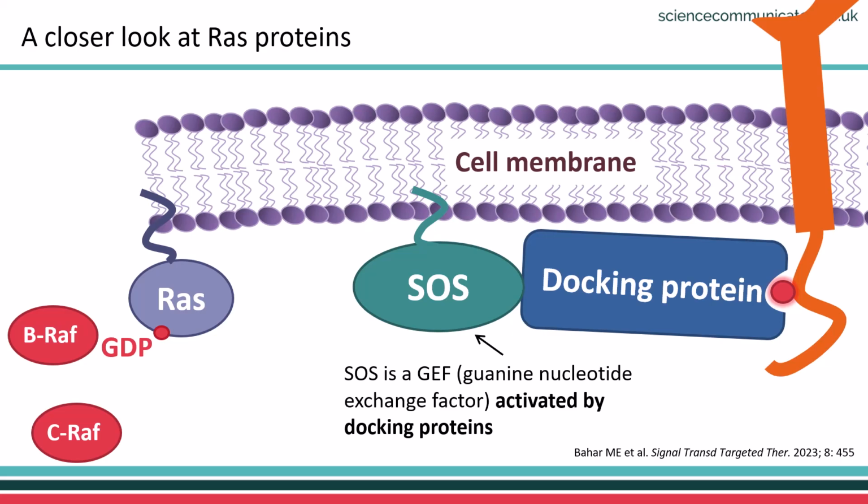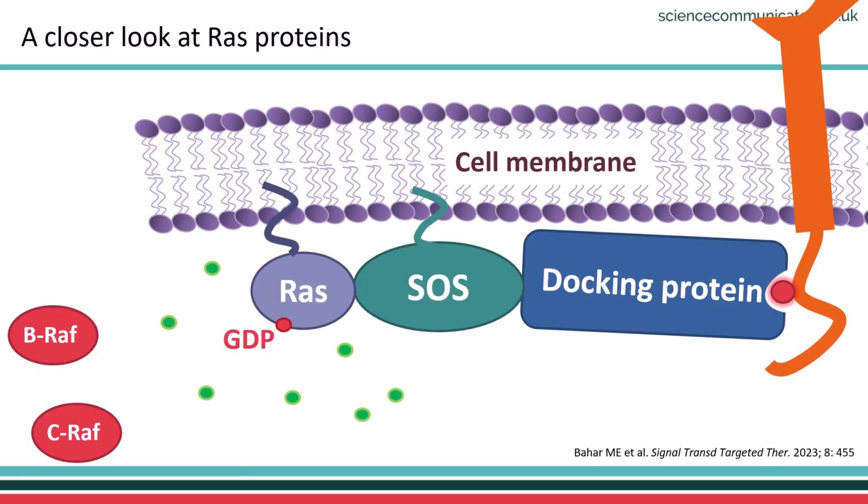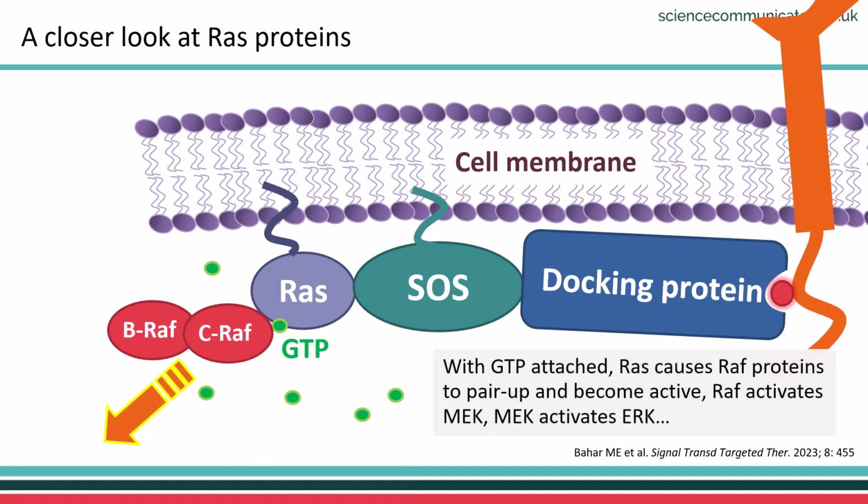And what SOS does is it tells RAS to let go of a little chemical compound called GDP and to swap it for a different chemical compound called GTP. As with ATP, the source of phosphate for the receptor, GTP also has phosphates that RAS can use. Once RAS has GTP, it now attracts in RAF proteins and it activates those RAF proteins. And the RAF proteins go off and activate other pathways and force those cells to grow and multiply and survive.